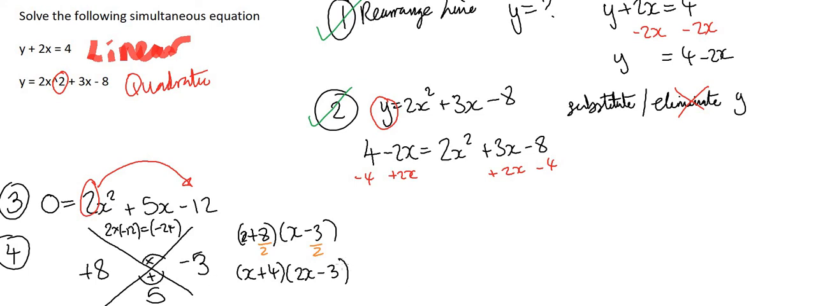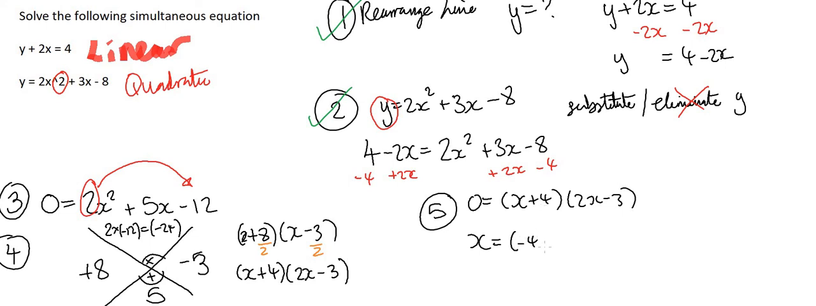So now I've got 2 brackets. If you're not sure, try and multiply them out and you'll see you get the right quadratic. x times 2x is 2x squared, take away 3x plus 8x, minus 12. Use FOIL or the multiplication grid. Now the last step, all we need to do is work out the x's. If 0 is equal to x plus 4 times 2x minus 3, then x has to be, change the sign, minus 4. And 2 lots of x take away 3 is 0, so that means it has to be 3 over 2.